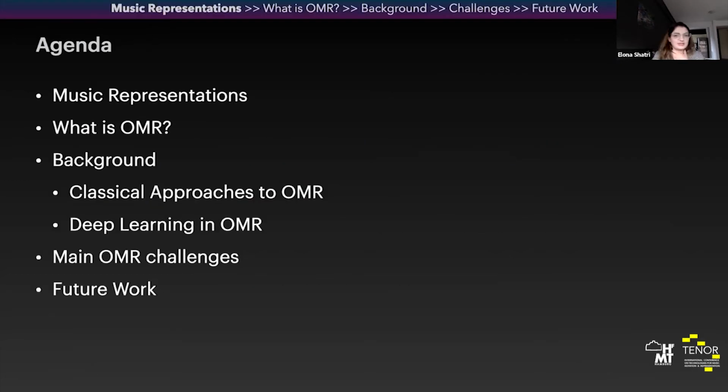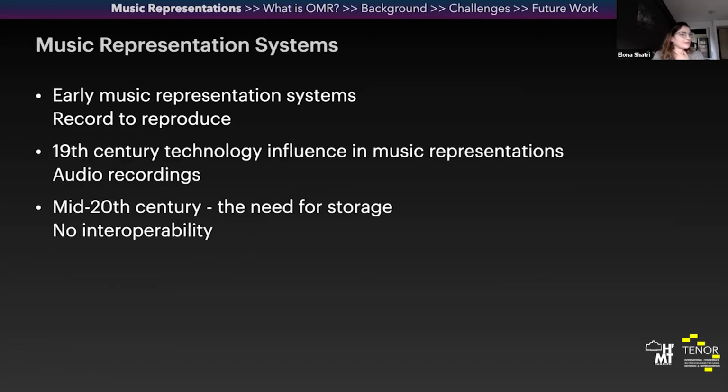Today's agenda is this. So I will start talking about music representations. That is essential for a good OMR system.